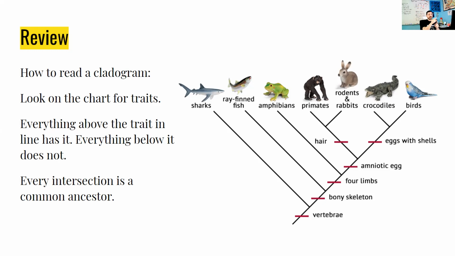Now, I know that rodents and rabbits are right next to crocodiles on this cladogram. Crocodiles are right next to birds. Primates are right next to rodents and rabbits. However, it's not the placement at the top that's determining who has the most recent common ancestor. One second.